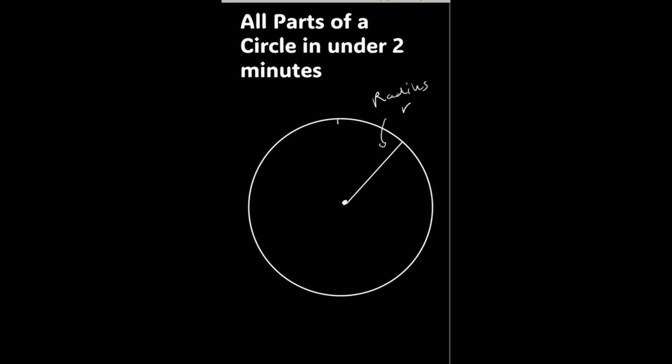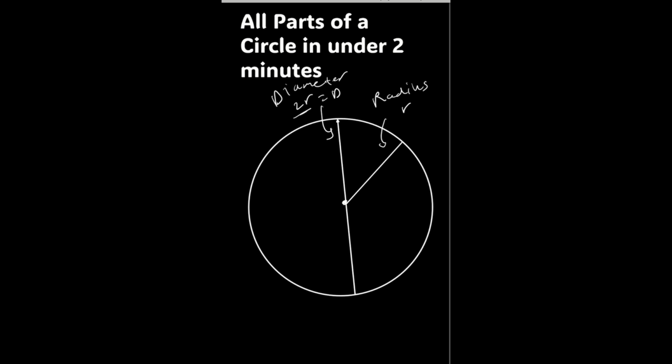Now, if we drew a line that goes from rim to the other rim and it goes through the center, this is called the diameter. And it's double the radius. So you can call it D or you can call it 2R.